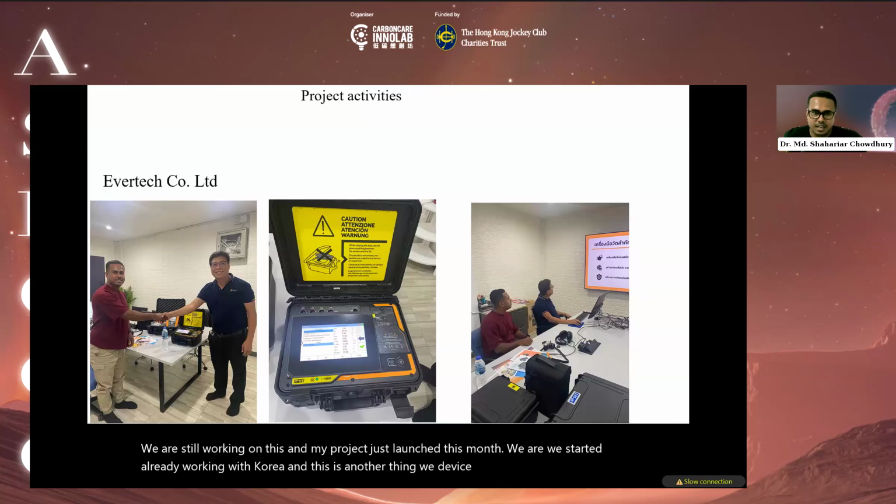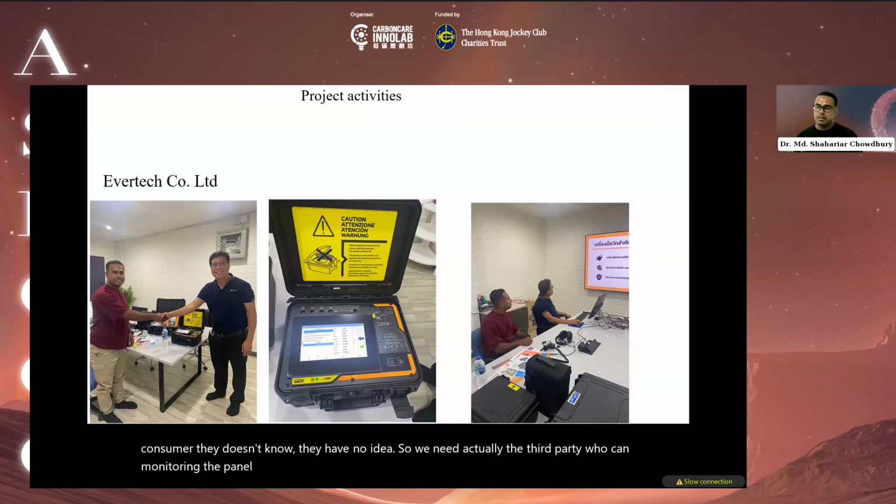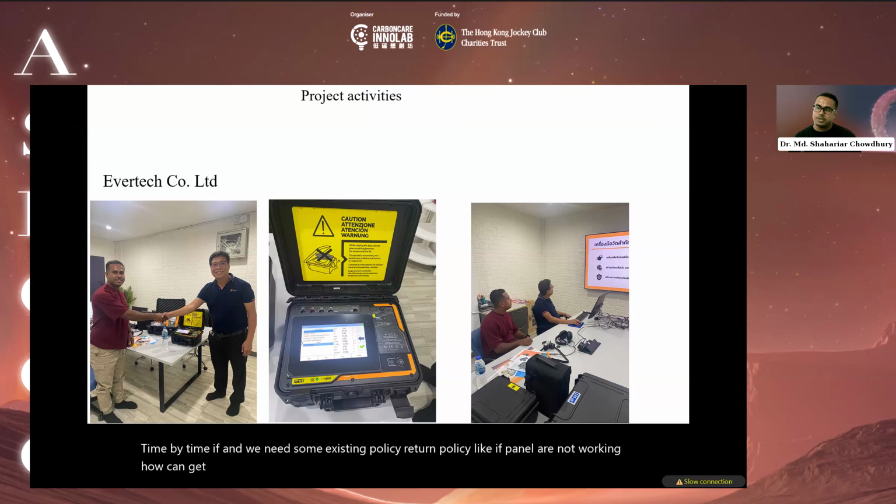Like earlier, I mentioned that we are thinking solar panels only reach end of life, but some panels are not working, and our consumers have no idea. So we actually need a third party who can monitor the panel health from time to time. And we need some existing policy, a return policy, so that if panels are not working, they can get a benefit, a mutual benefit. We need that kind of policy to be developed.